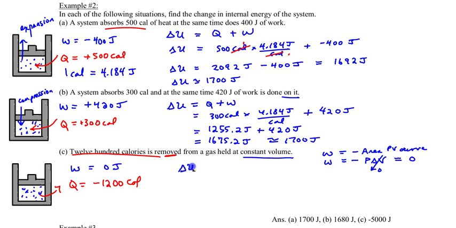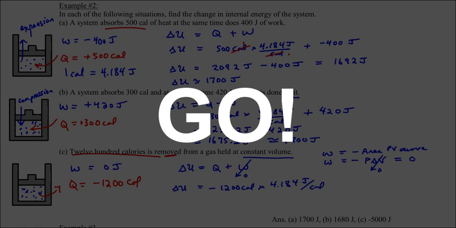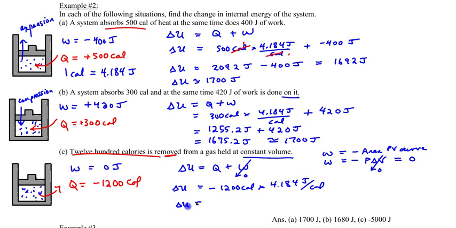So now the internal energy change of the system is going to be Q plus W, but W is 0. So really, it's just the heat that was removed. That's negative 1,200 calories, which, let's convert to joules. We're going to be multiplying by 4.184 joules per calorie, which gets you an answer of negative 5,020.8 joules, or roughly negative 5,000 joules. And that's it for this example.